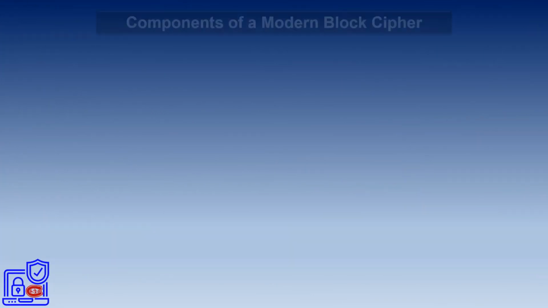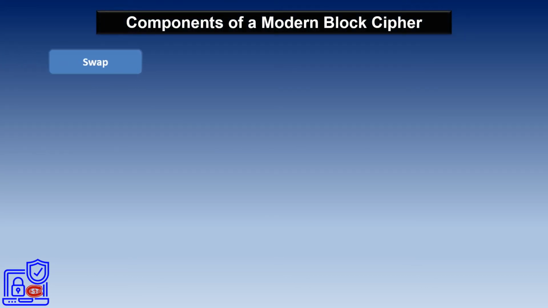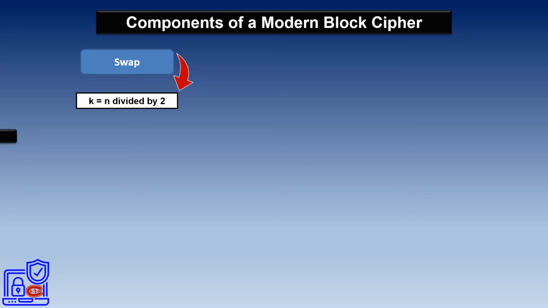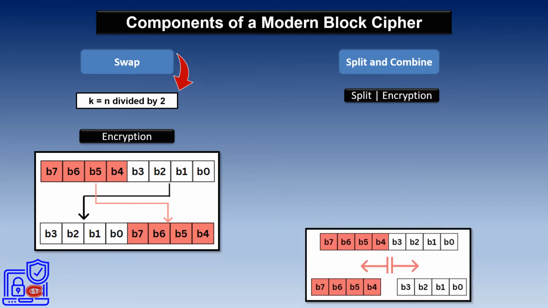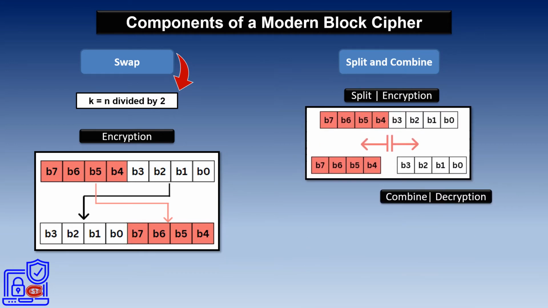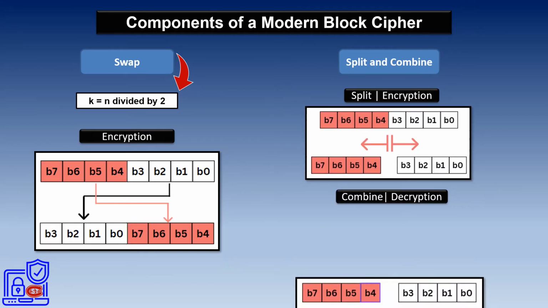The swap operation is a special case of the circular shift operation where k equals n divided by 2. This means this operation is valid only if n is an even number. Because left shifting is the same as right shifting, this component is self-invertible. The split operation splits an n-bit word in the middle, creating 2 equal-length words. The combine operation concatenates 2 equal-length words to create an n-bit word.